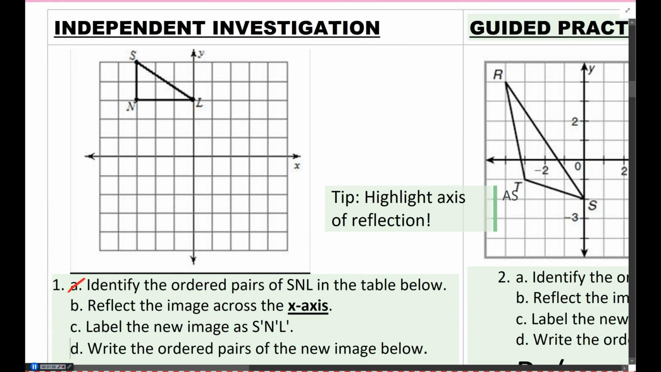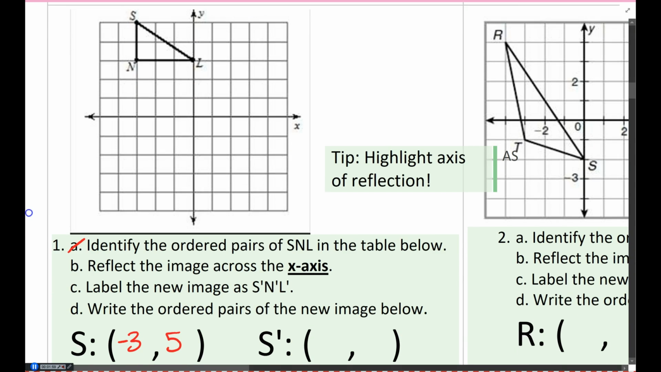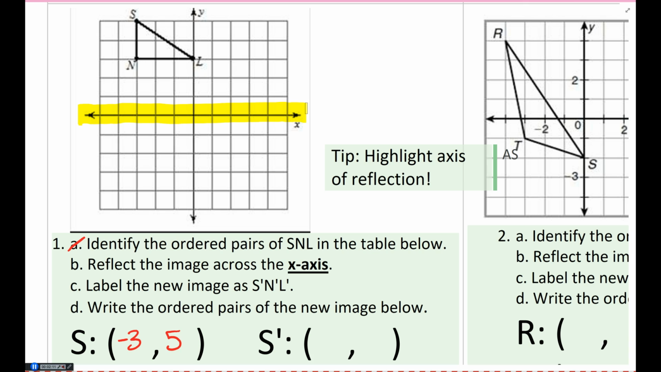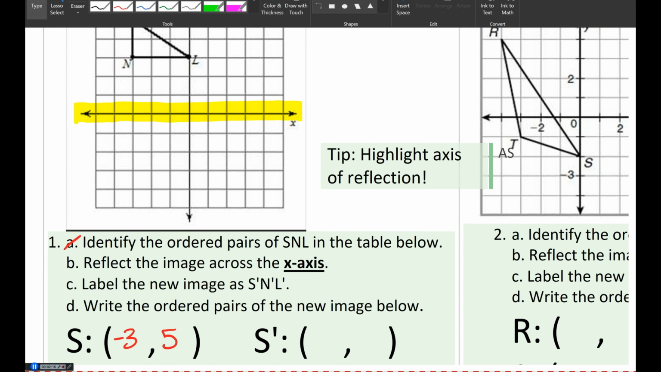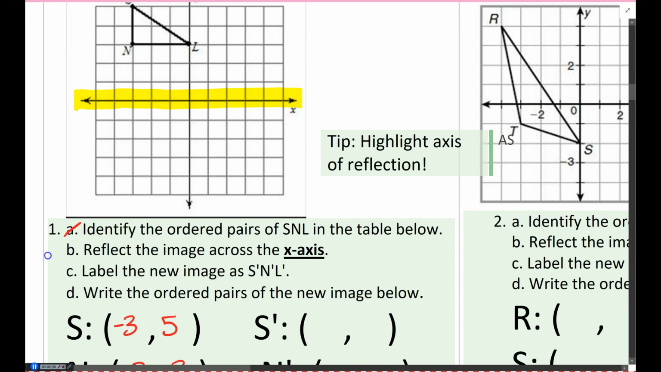And you're going to get really annoyed by hearing me say this. But every time you reflect, take some kind of a highlighter or a different colored pen or something that you can easily distinguish and label your line of reflection. In this case, the line of reflection is the x-axis. So I've highlighted that. That means that I'm going to be reflecting across the x-axis.